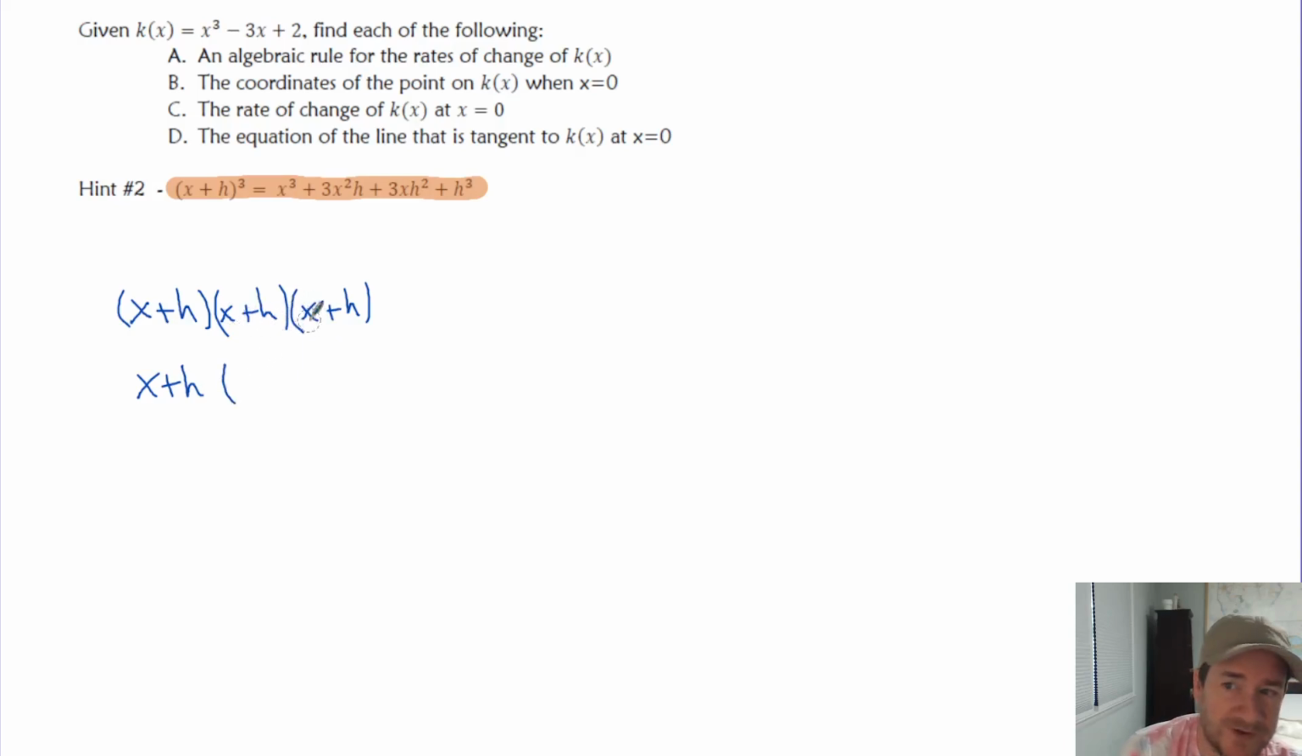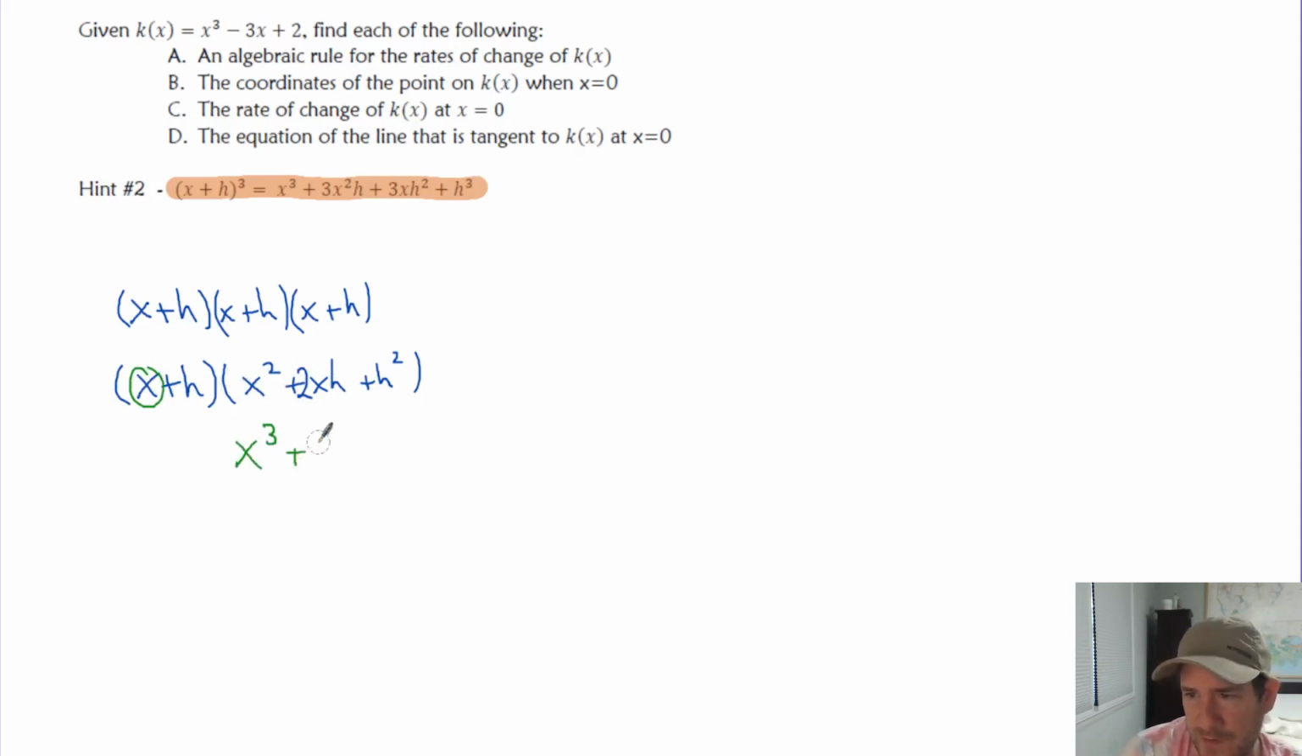And x plus h times x plus h is x plus h squared. And at least you should know that x plus h squared is x squared plus 2xh, oops, forgot the 2, 2xh plus h squared. And many of you know that now to multiply this x plus h by this quadratic here, you just take the x and distribute it in. So that's an x cubed plus a 2x squared h plus an x h squared, and you're already starting to see this pattern emerge. Then you take the h and distribute that in, and you get an x squared h, which I'll put under this one. And then the h distributes over here. Well, actually into the middle term, you get 2xh squared.